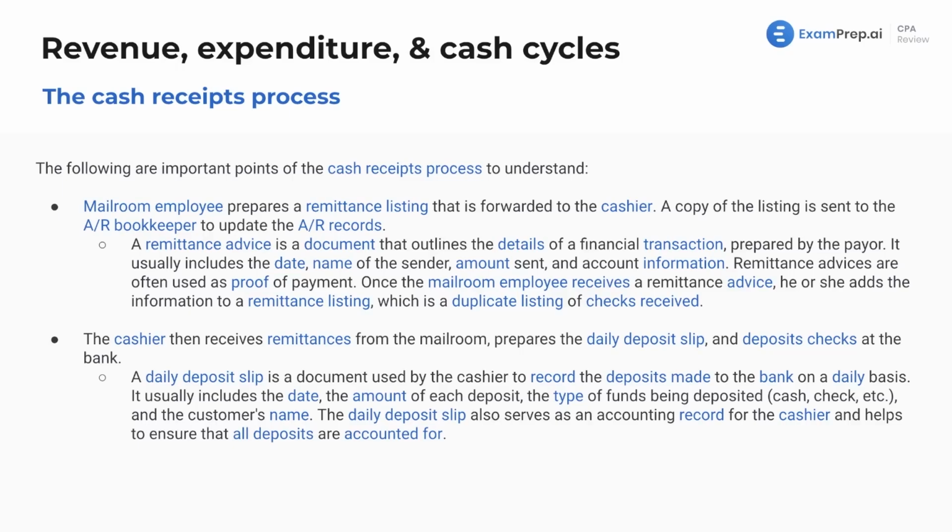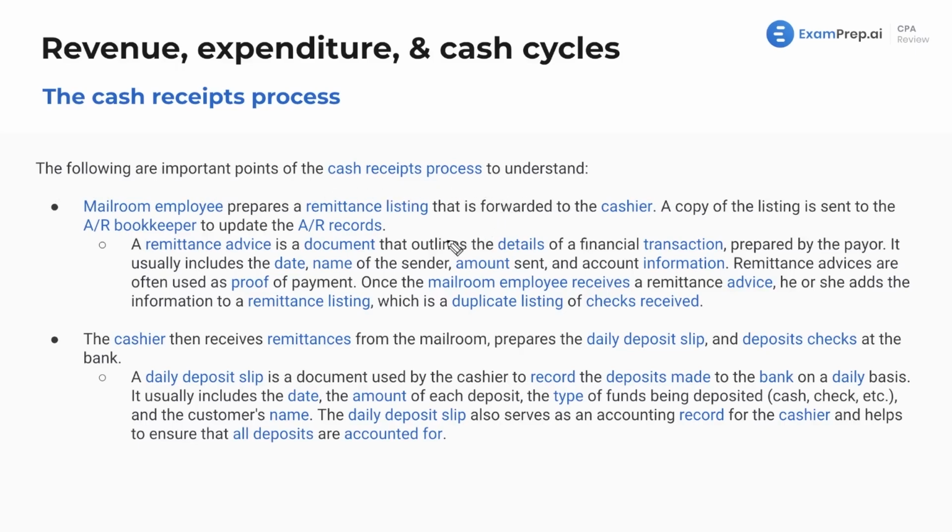Let's talk about that cash receipts process, right? We've got our whole process where we make a sale, we have an AR, and then once we actually do receive the cash. The reason we talk about this so much is because, well, cash is obviously quite important. It's susceptible to misappropriation of assets, and we want to understand the proper way to manage that cash cycle. The following are important points for the cash receipts process to understand.